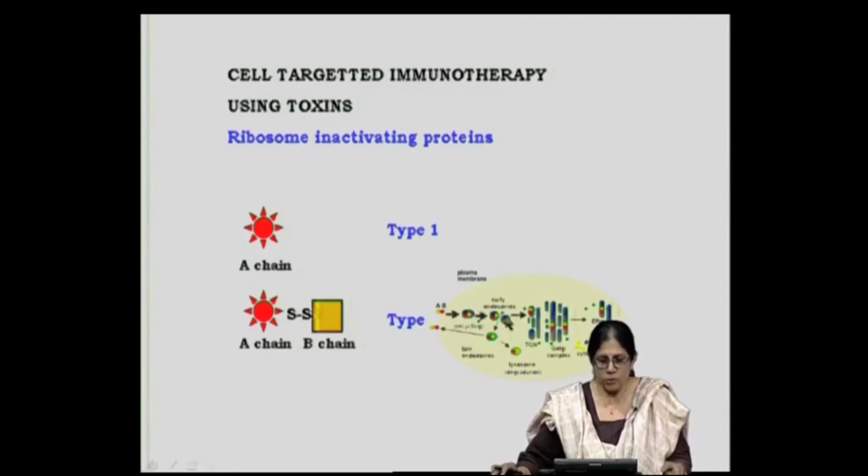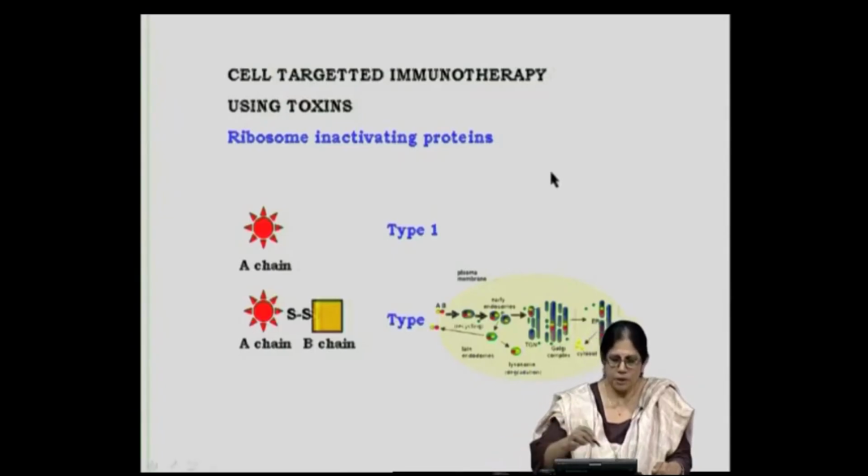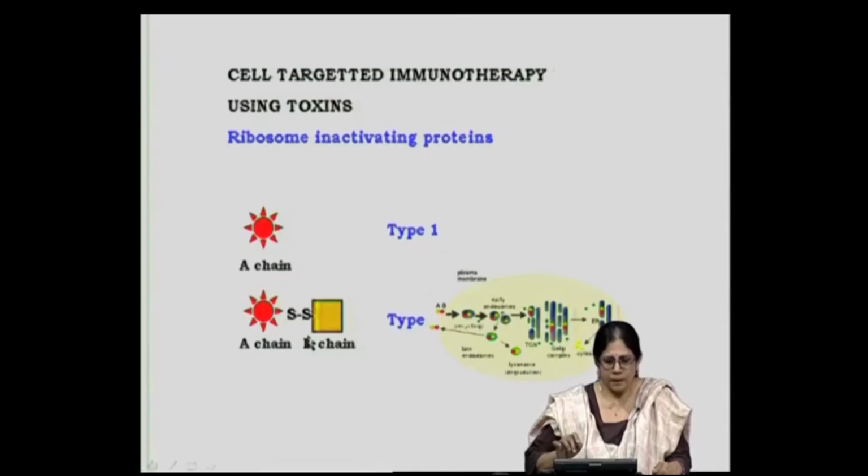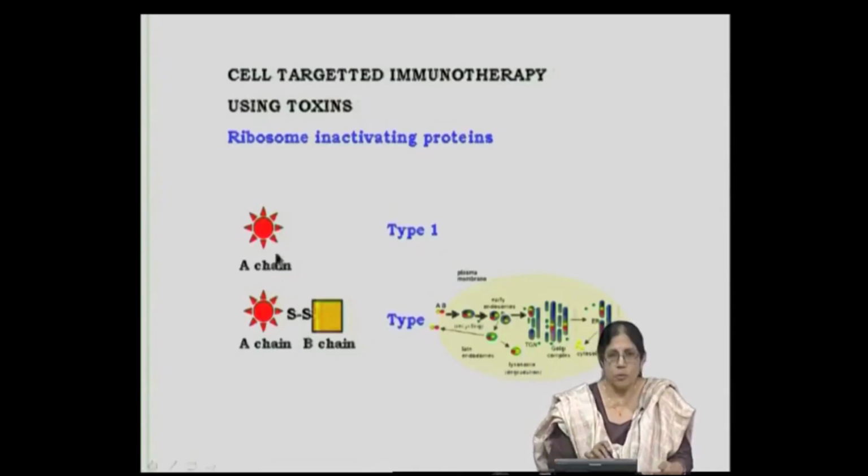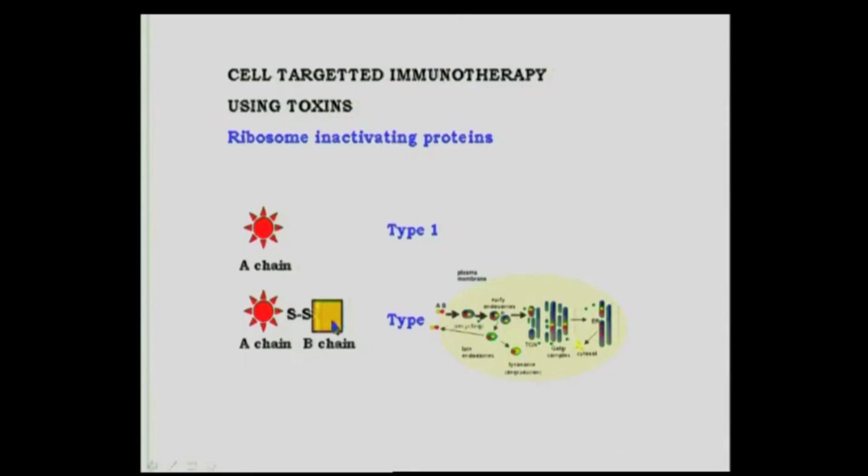Now, I would like to go to cell targeted immunotherapy using toxins. One reason why I would like to elaborate this is because we are doing research in this particular area. In cell targeted immunotherapy using toxins, there are a large number of toxins which are used. Bacterial toxins or plant toxins are well known. I will talk about plant toxins called ribosome inactivating proteins, or RIPs in short, which can be either of type 1 or type 2. The type 1 has only the A chain, which is the toxin, and type 2 has the A chain conjugated to the B chain.